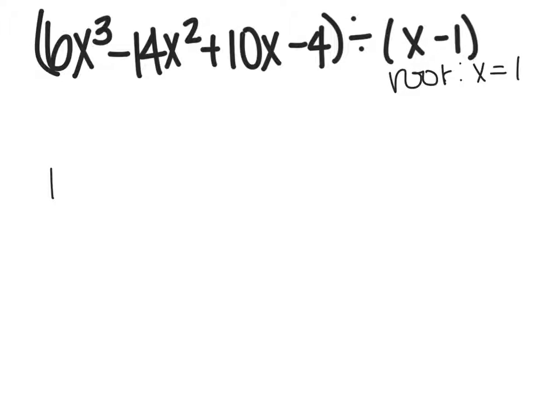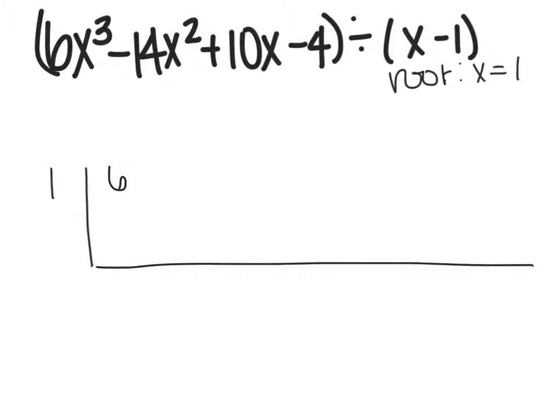So I'm going to put positive 1 in here, and I'm going to draw my box out. If I'm looking through, I have 6x to the third, x to the second, x to the first, no x's, so I'm not missing anything. I don't have to put any zero terms in here. So I'm going to fill in all of my coefficients, so 6, negative 14, positive 10, and negative 4.